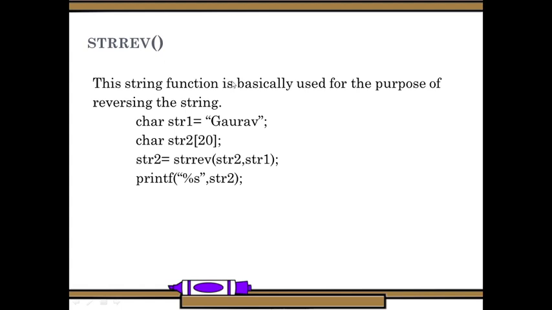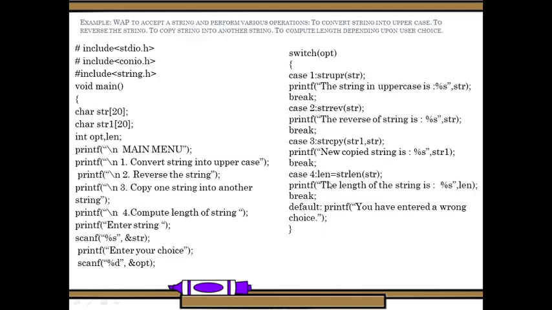Then string reverse. This string function is basically used for the purpose of reversing the string. The whole string will be printed in the reverse format. For example, string 1 Gaurav is there, so Gaurav will be printed in string 2 in such a way that string reverse stores the result in string 2. It reverses and stores the result as V A R U A G. The resultant string will be in reverse. This is how string reverse works.